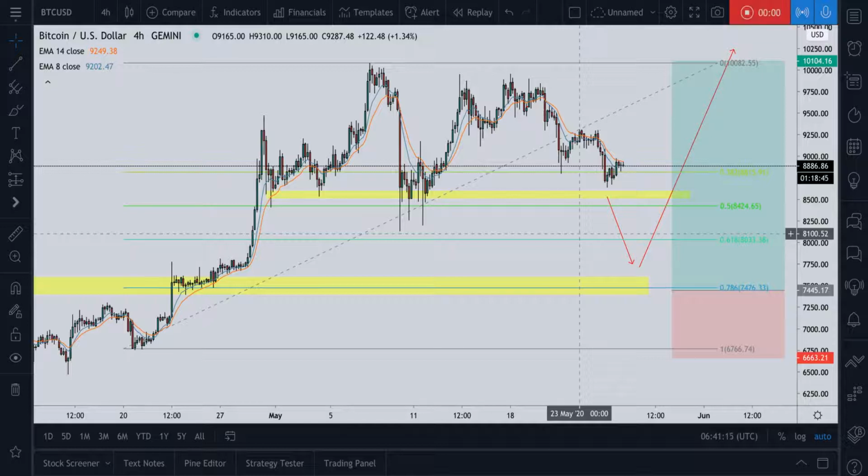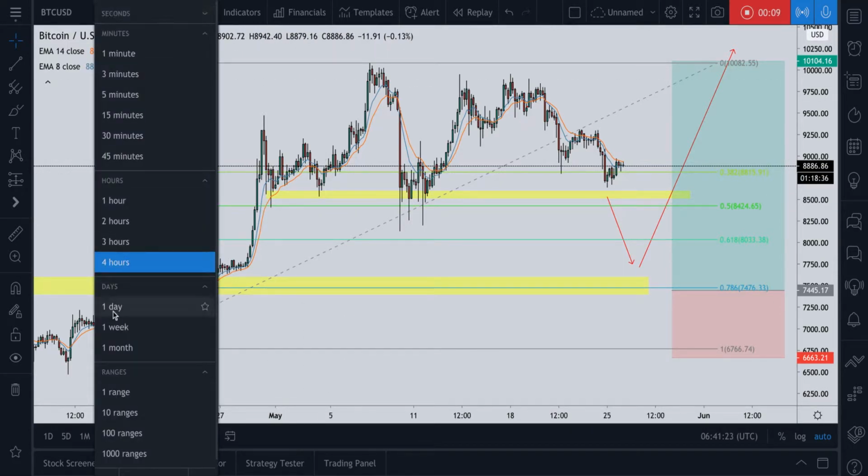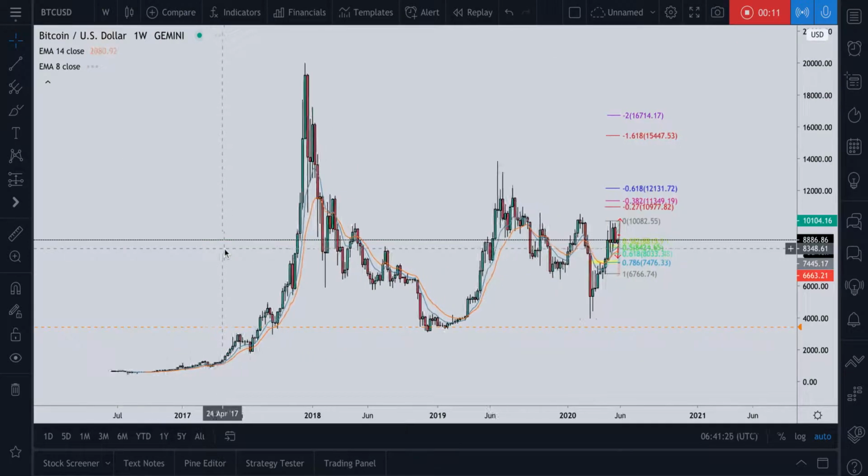Quick breakdown in BTC USD for those who are margin trading and trading futures for BTC. I'm gonna give you a quick breakdown. So from the weekly perspective, what do we see in BTC?